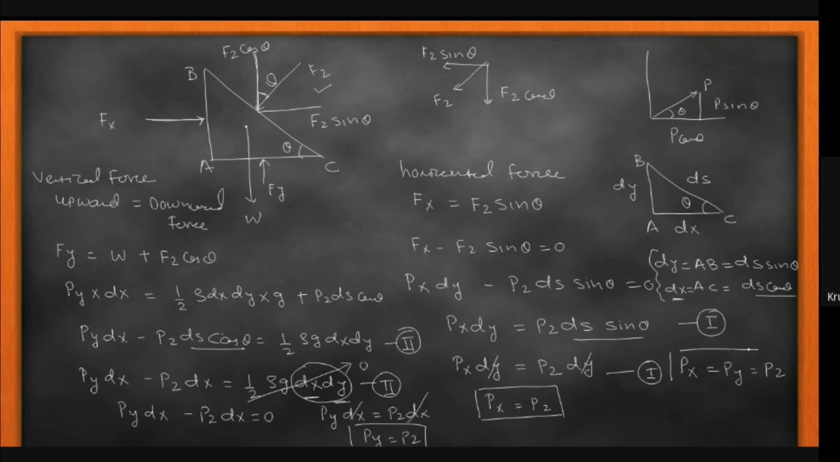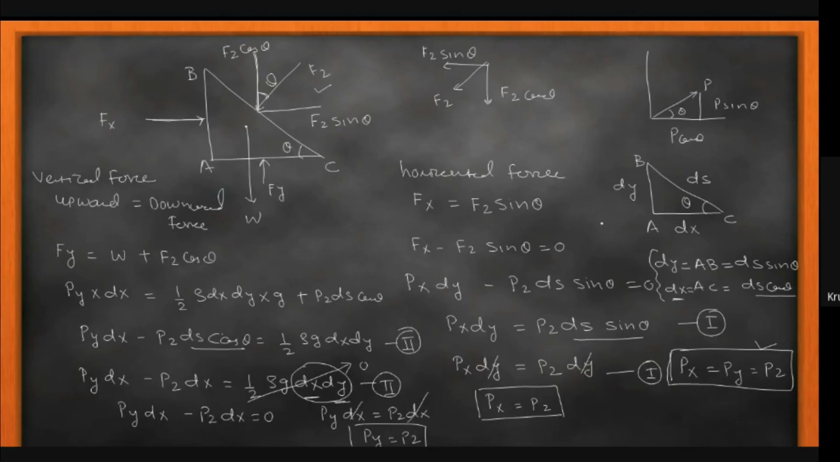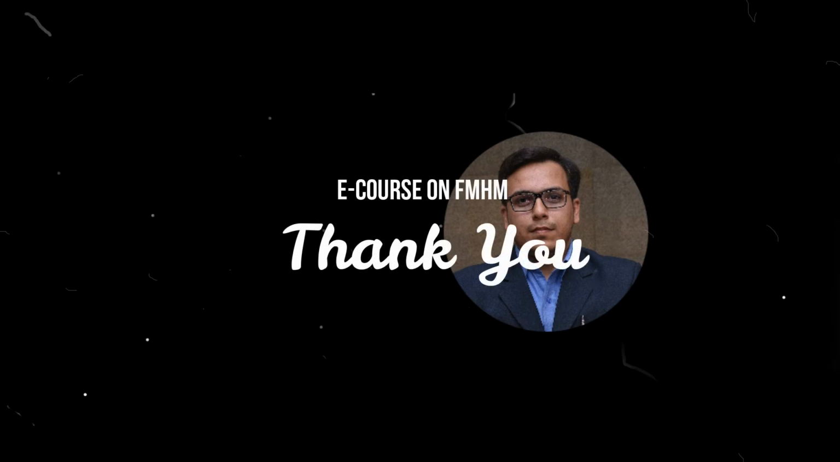And what are Px, Py, Pz? They are the pressure intensities in the directions of x, y, and z. Similarly, we can derive the pressure in any direction, and for an element in rest condition it has the same intensity. So that is the proof of Pascal's law, with which we started: the intensity of pressure at any point in a liquid at rest is the same in all directions. Here we considered three directions and derived that the intensity of pressure is equal in all directions. So thank you for attending this lecture. Thank you.